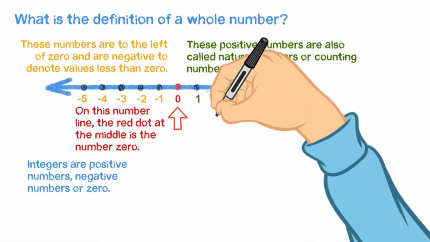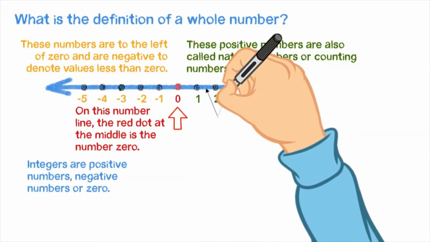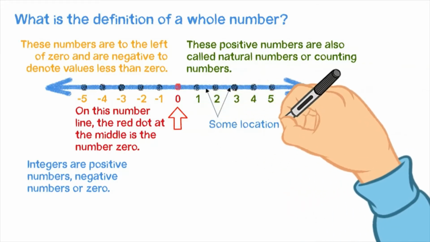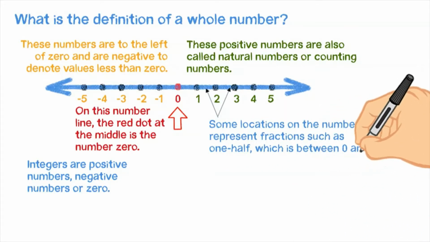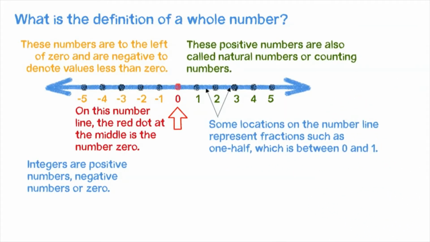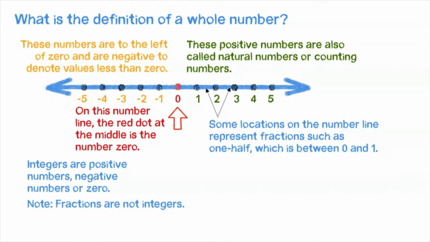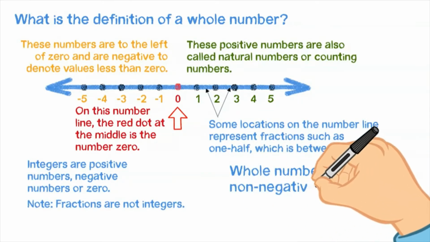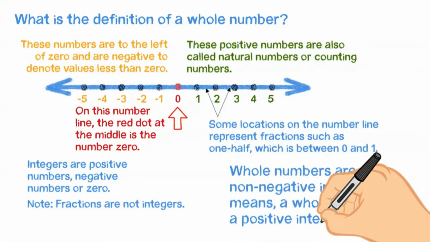There are numbers between any two integers on the number line. In fact, every location on the number line represents some number. Some locations on the number line represent fractions such as 1/2, which is between 0 and 1. Note, fractions are not integers. So, what is a whole number? Whole numbers are non-negative integers. This means, a whole number is a positive integer or 0.